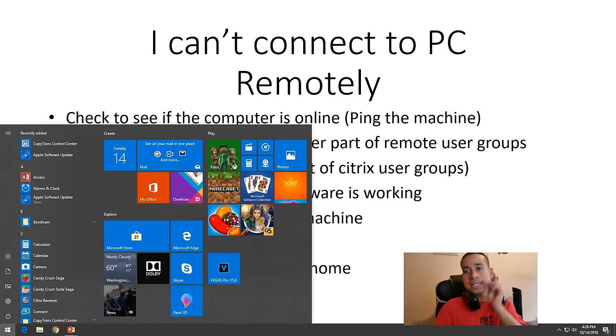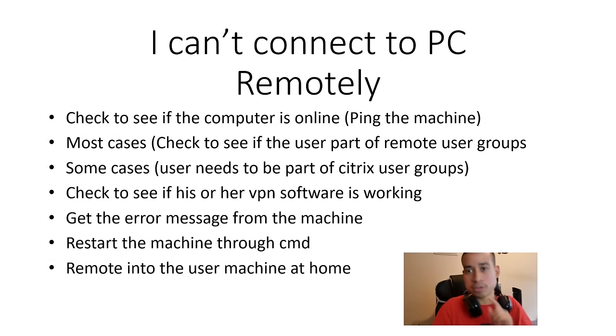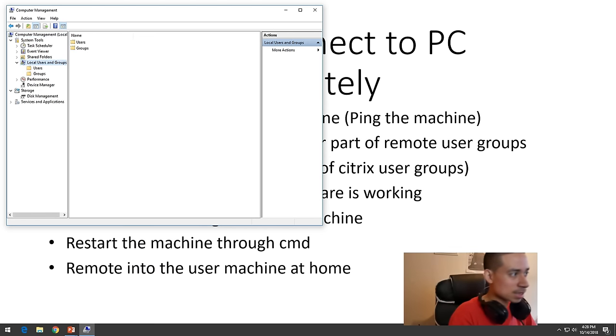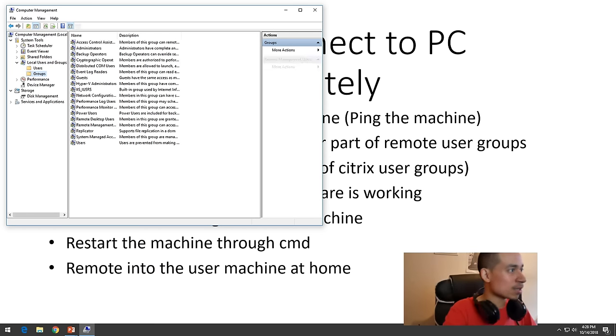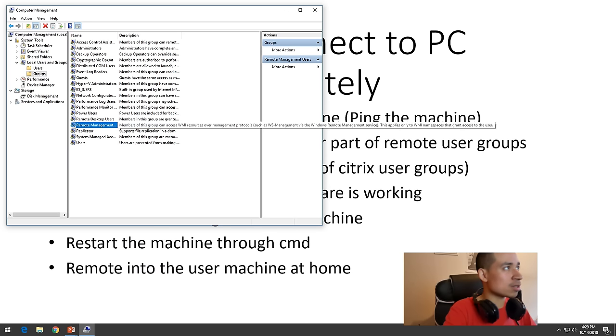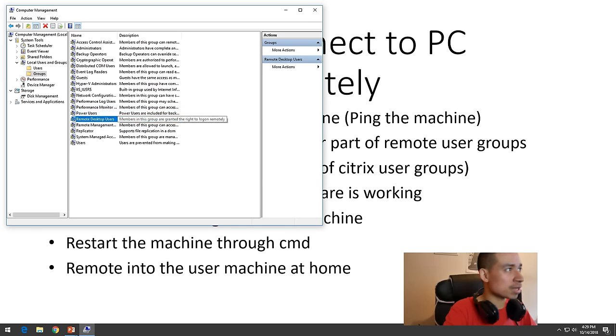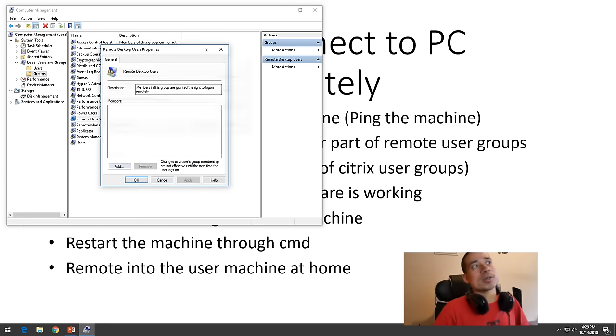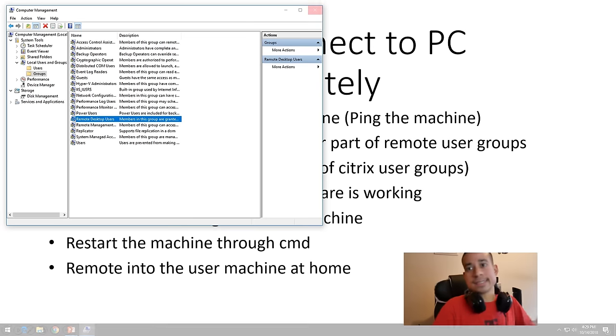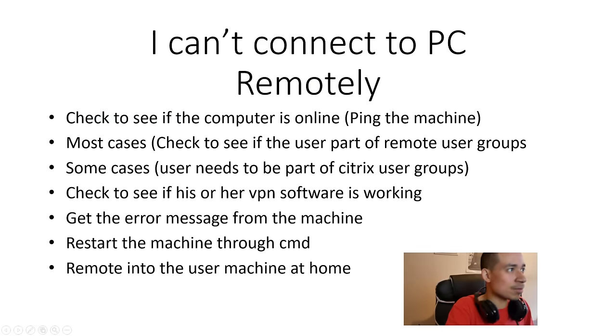In some cases, users are not in the remote desktop group, which allows them to remote into their machine. You can check that by going into computer management, local users and groups, groups, and then remote desktop users. It says right here, members in this group are granted the right to log in remotely to this desktop. So you add them to this group, search the name, Adam, hit OK, and then they should be able to remote in. Voila, magic! Oh, I'm able to log in now. Yay!